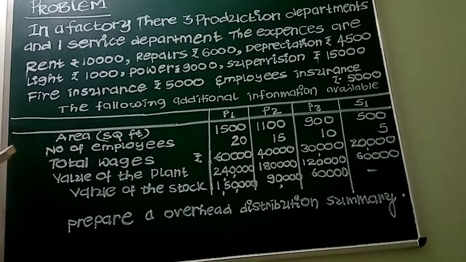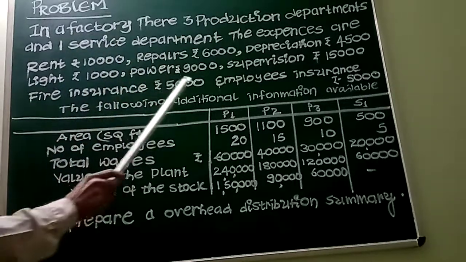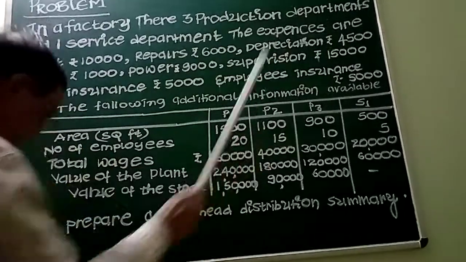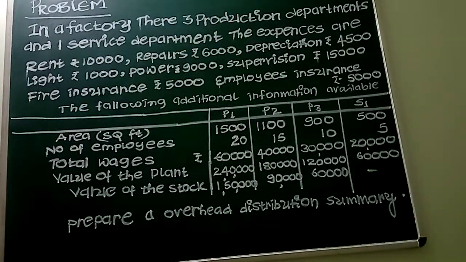So employees insurance is actually apportioned on the basis of number of employees. Usually it is apportioned on the basis of number of employees. So this is the liability towards the employees insurance, and this has to be apportioned on the basis of number of employees.